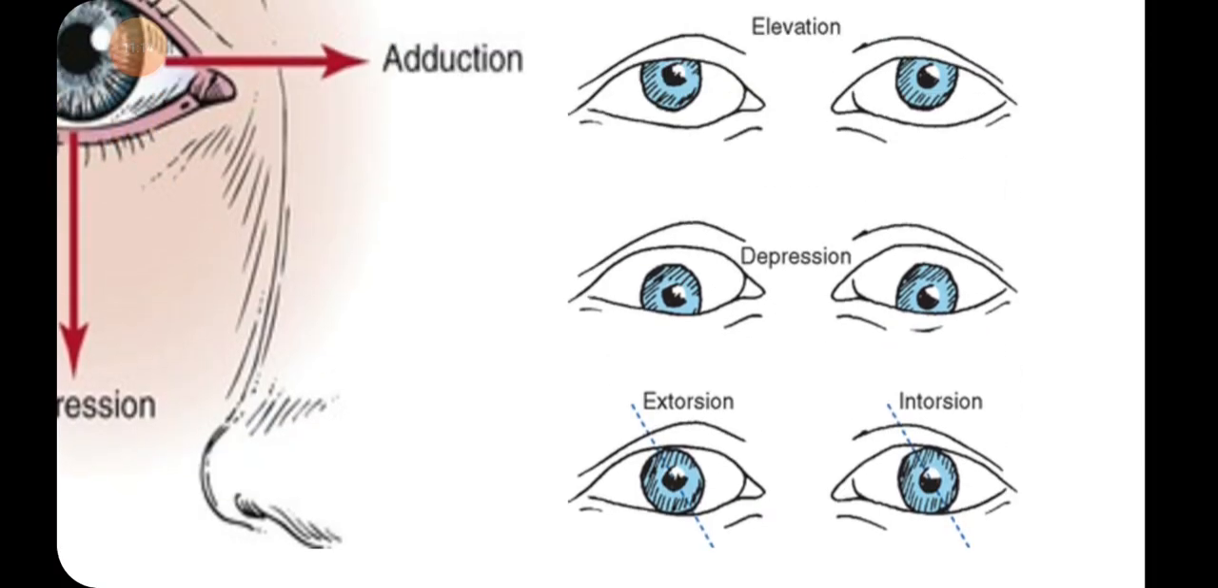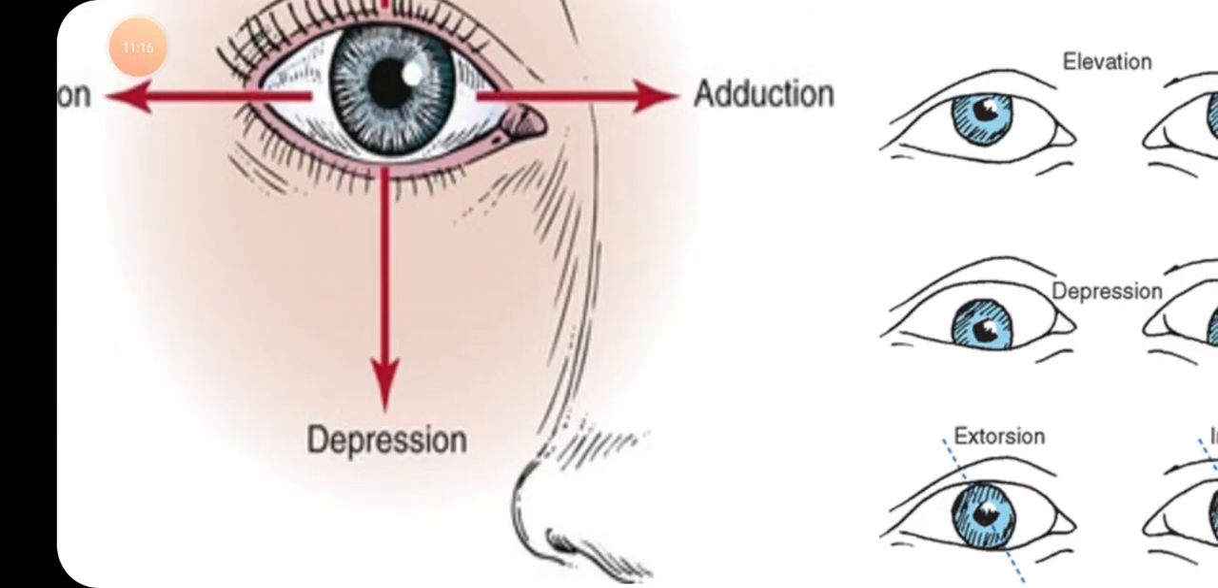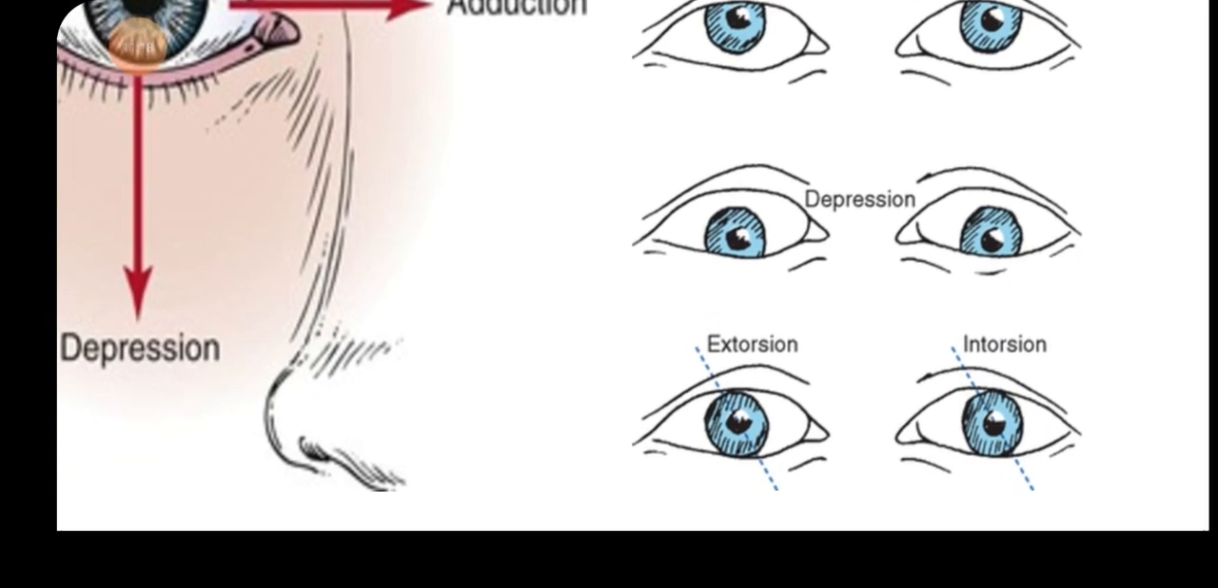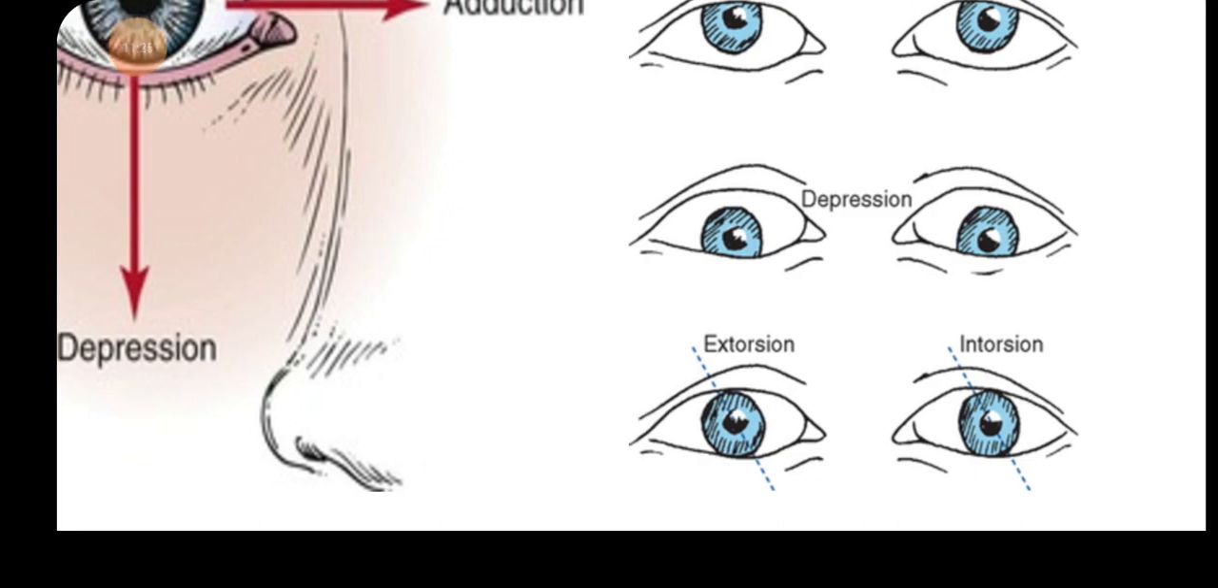Then another two more words are very important: extorsion and intorsion. Extorsion means movement of the eyeball superolaterally. And intorsion means the movement of the eyeball superomedially.